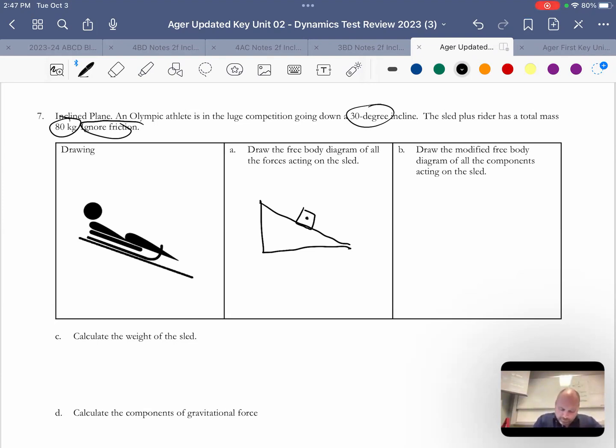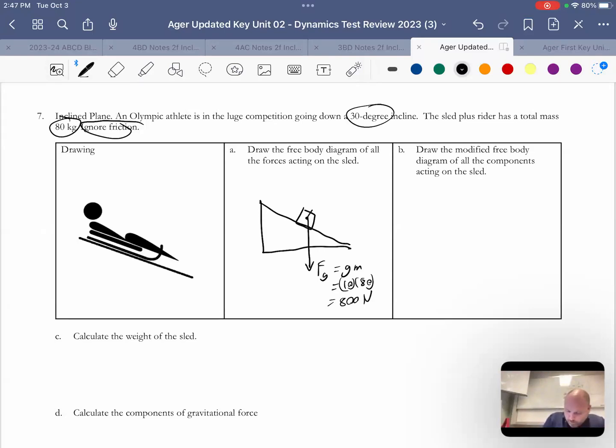Put a dot in the middle, and I'll draw gravity straight down, right? I always do gravity first, F_G, and then we'll always say that equals G times M. In this case, that's 10 times 80 for 800 newtons, right? Keep going. Draw the other forces.